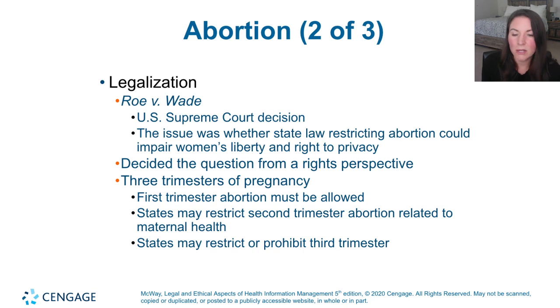All right. The U.S. Supreme Court legalized abortion in the case of Roe v. Wade from a rights perspective, saying that state laws restricting it could impair a woman's personal liberty and right to privacy. They decided that abortion could be allowed in the first trimester and allowed states to decide for themselves for the second and prohibit it in the third. But as we all know, Roe v. Wade was recently overturned. We're not going to get into that too much, okay?